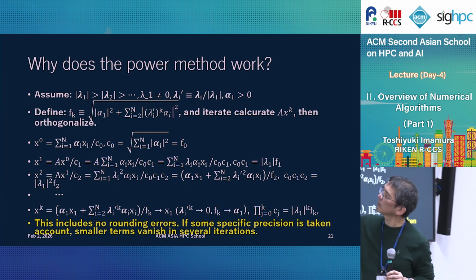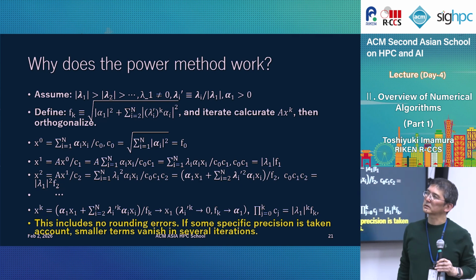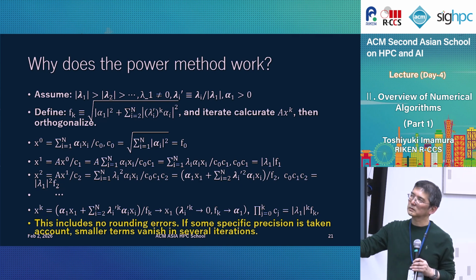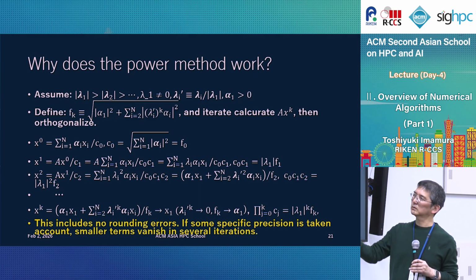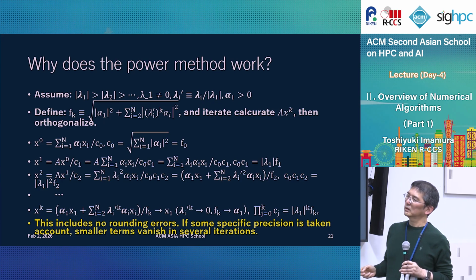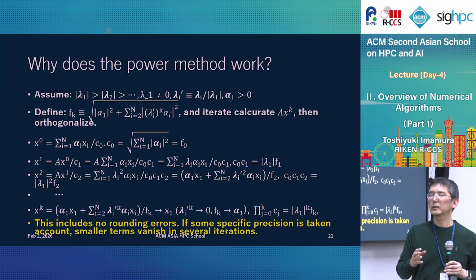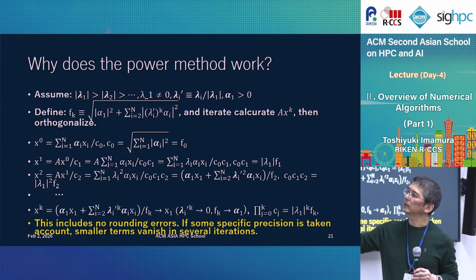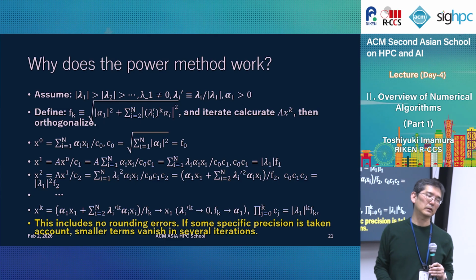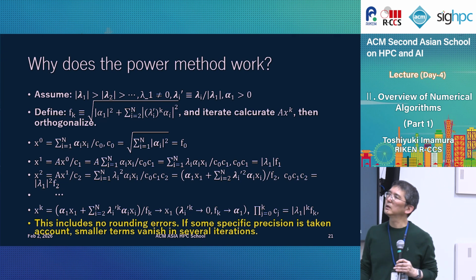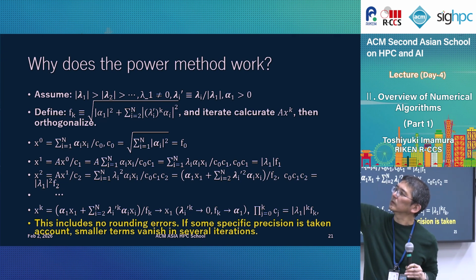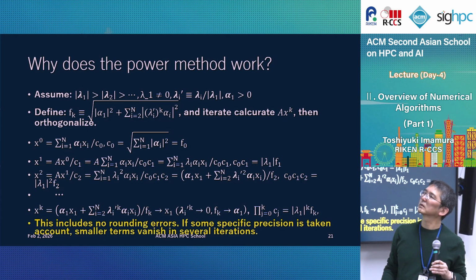So x0, the initial guess. If we have an exact eigenvalue decomposition, with eigenvalue lambda something and the corresponding eigenvector x something, then any vector can be expanded as a linear combination of the eigenvectors. So we can represent x0 like that.